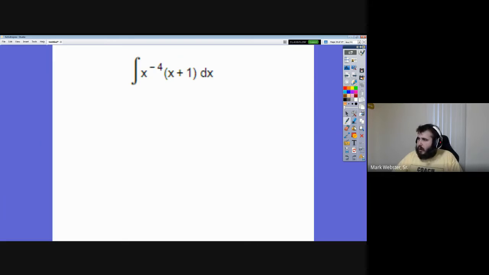Here's another one. I put this one on here on purpose because it looks ugly. It looks weird. What is happening here? Why would we do this? How do I take care of this? I don't know what function makes that happen. No, but we can make it look better, right? Distribute this x to the negative 4, right? Make this the integral of x to the negative 3 plus x to the negative 4. Then you can split it up, do each piece separately so that we're not overthinking.